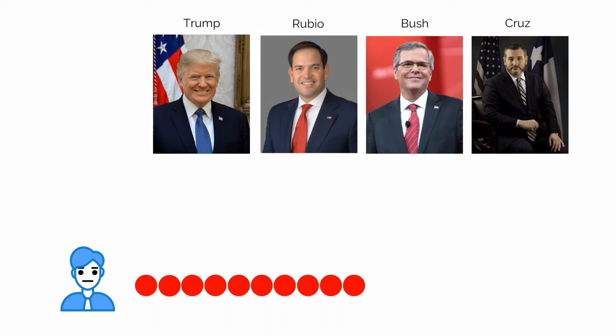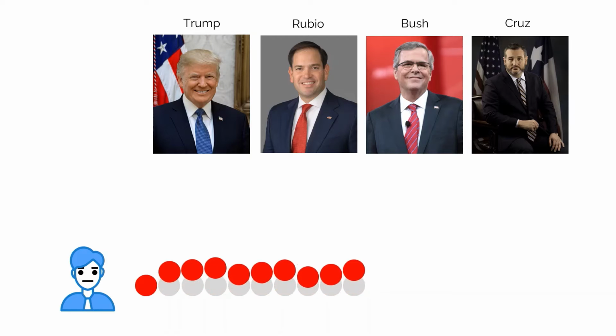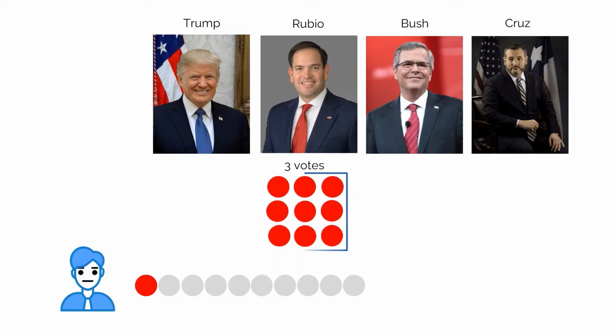For, let's say, a Rubio supporter, this may be different. Of course, he also has 10 points at his disposal, and he likes Rubio very much, so he pays 9 points to give Rubio 3 votes. However, he does not mind Ted Cruz and uses the leftover point to give Cruz 1 vote.